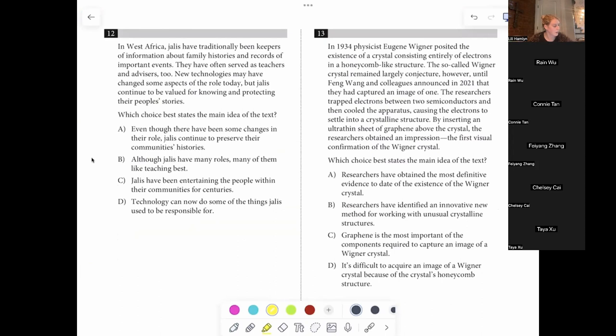Okay. So in this question 12, we're looking for the main idea of the text. In West Africa, jellies have traditionally been keepers of information about family histories and records of important events. They've often served as teachers and advisors too. New technologies may have changed some aspects of the role today, but jellies continue to be valued for knowing and protecting their people's stories. What choice best states the main idea?